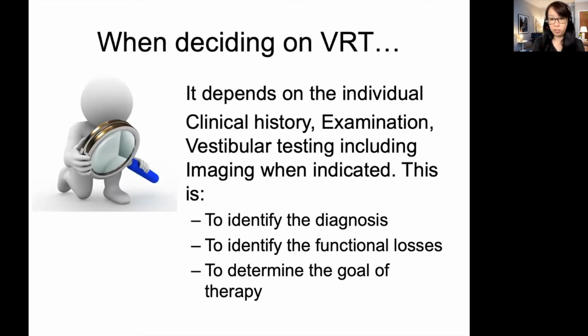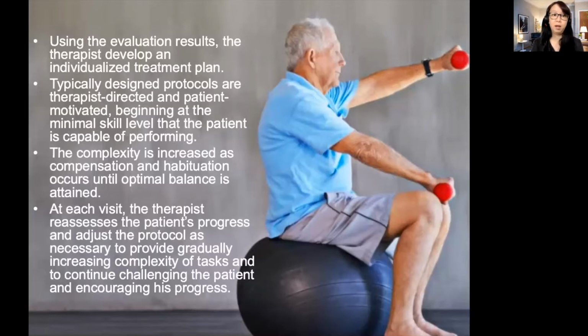And to identify the functional losses, meaning they may have a diagnosis of an infarct, but the functional loss may be more than that. By knowing the diagnosis as well as the functional losses, we can determine the goal of the therapy for VRT. Using the evaluation results, the therapists, such as yourself, may develop an individualized treatment plan. Typically, protocols are therapist-directed and patient-motivated, beginning at the minimal skill level that the patient is capable of performing. So you start at the easiest level they can do.